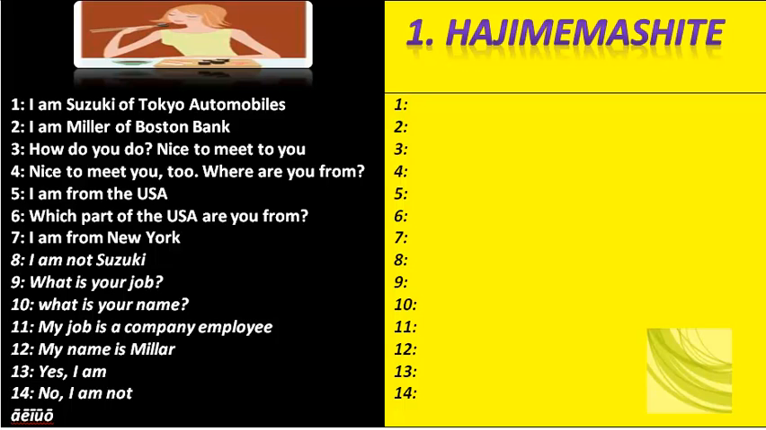Okay, first lesson. Hajimemashite, which means how do you do? I am Suzuki of Tokyo Automobiles. Now we're literally going to say Tokyo Automobiles Suzuki Am. That is the Japanese logic.